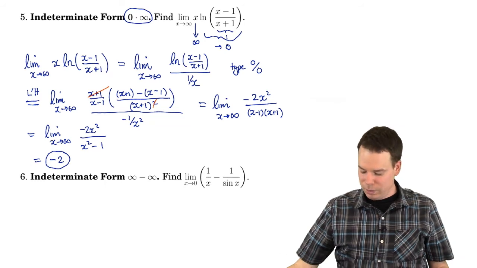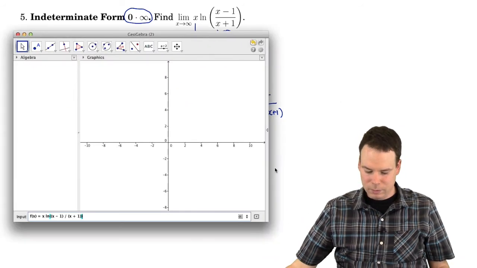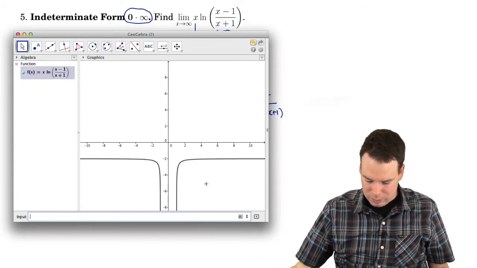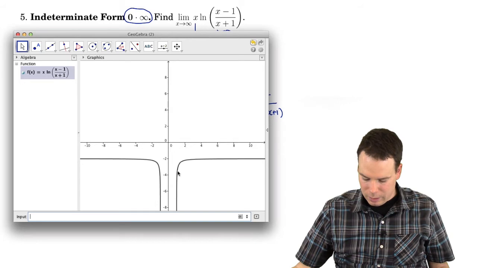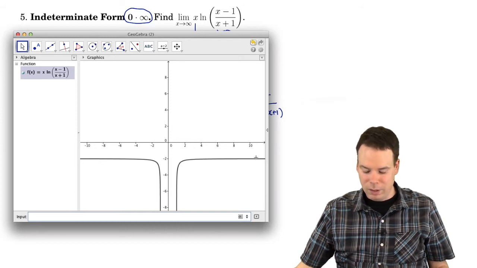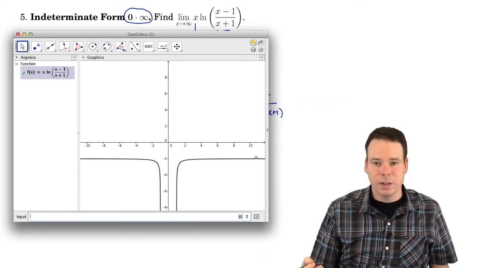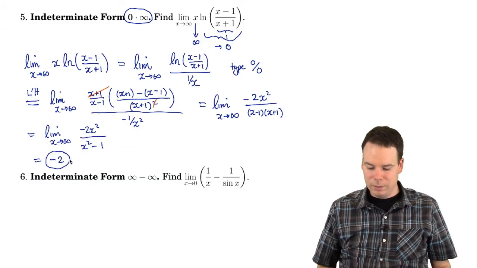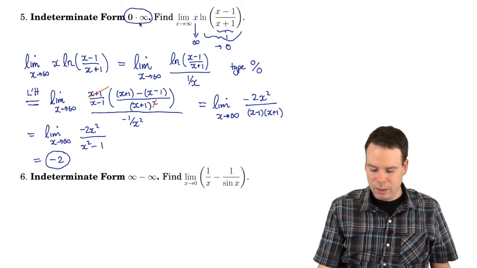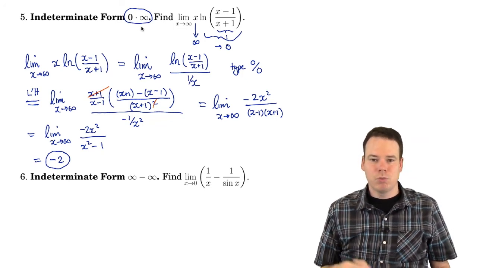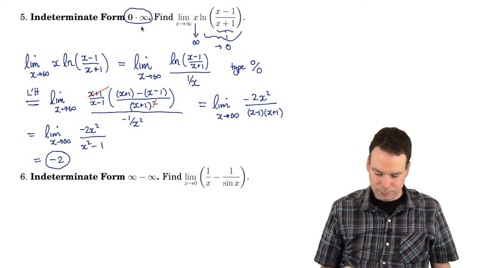So let's look at this by throwing it into our favorite graphing utility. I'm going to put the function in and see what it looks like, and we see that as we head off to infinity, the function gets closer and closer to negative 2, so it has a limiting value of negative 2. And that's precisely what we found. We found that value of the limit. Okay. So again, if you're faced with an indeterminate form of type 0 times infinity, try to convert it to one where L'Hopital's rule applies.